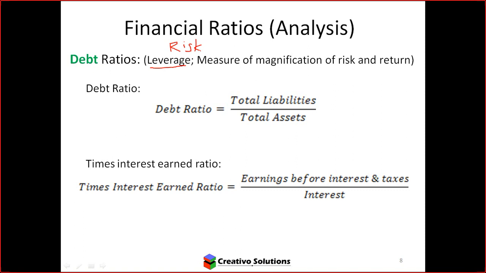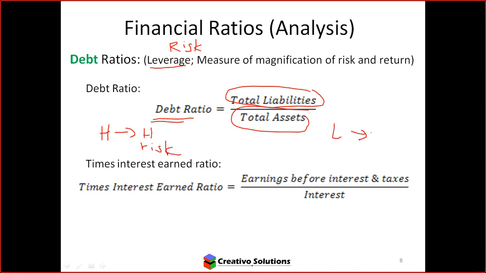So looking at the debt ratio is going to give us what information about the business? Well, we've got liabilities over assets. Do I want this ratio to be very high or very low? Low. Well, it depends on what type of investor you are or what type of business you're running. If I'm a high risk type of business owner, would I want this ratio to be high or low? High. So a high debt ratio would represent high risk. A low debt ratio would represent low risk.